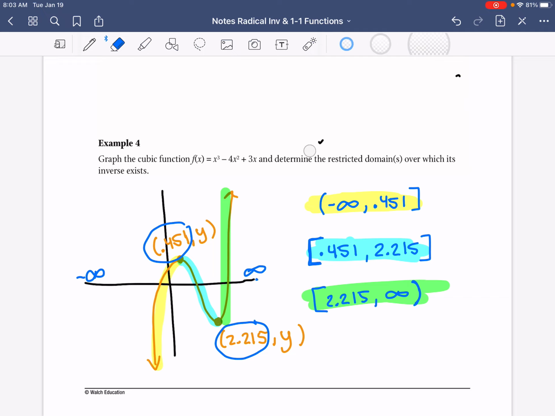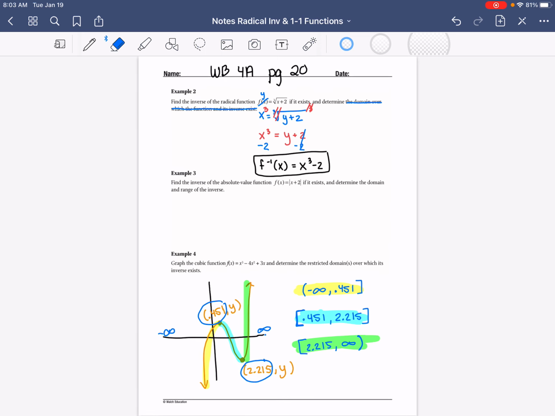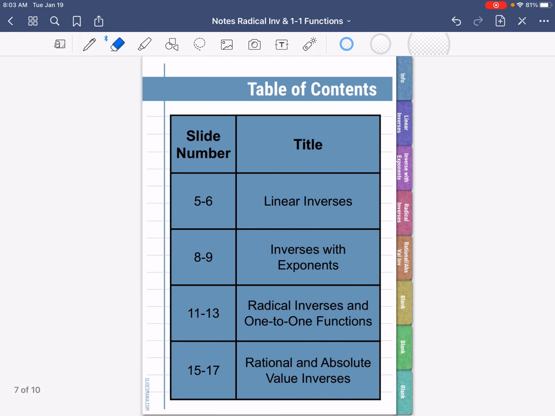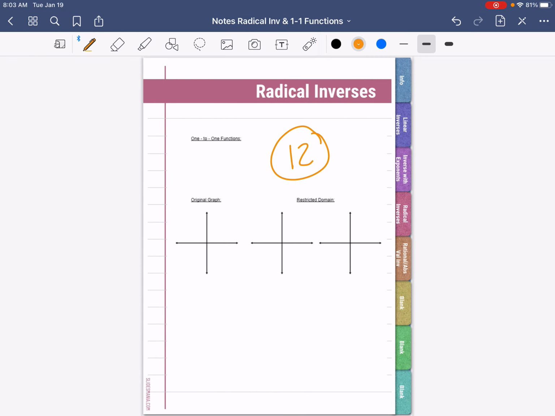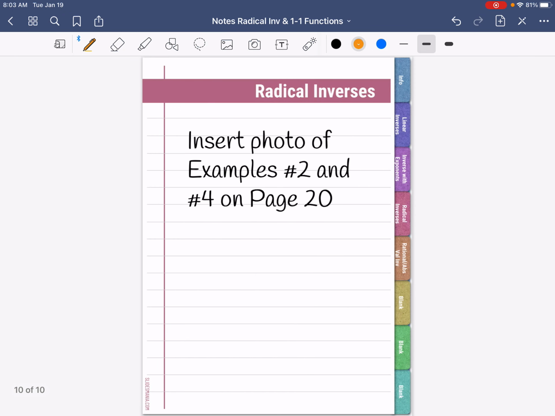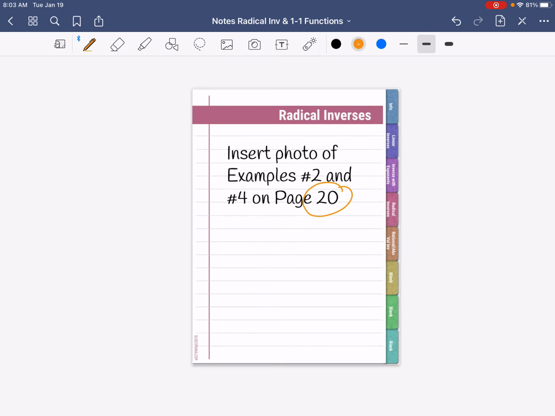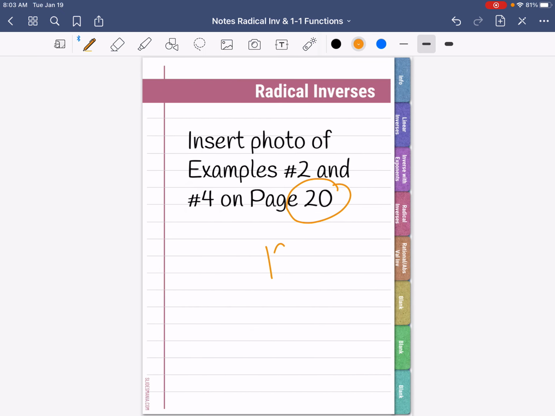Okay, let me show you where these notes are going to go in your digital notebook for today so you don't have to fill in your table of contents. We already have that right here. Slide 11 and 13. You're going to put the first part of your notes on slide 11. Slide 12 is where we talked about one-to-one functions. And then example 20 is going to go on slide 13.